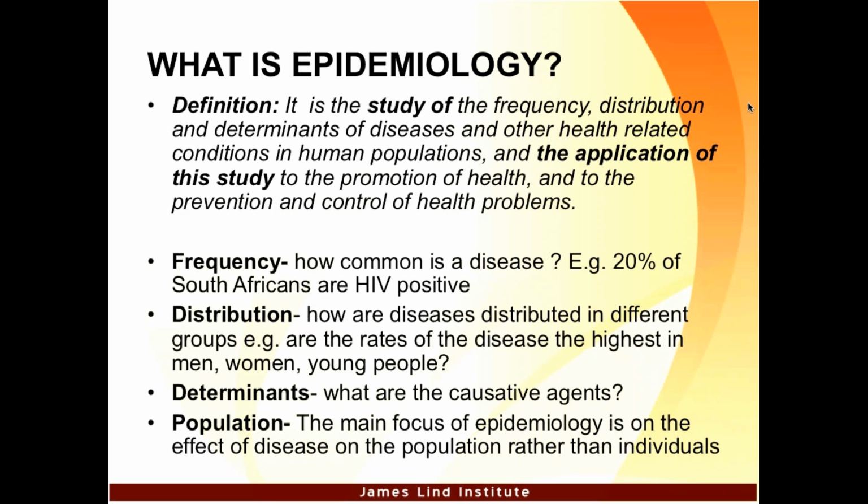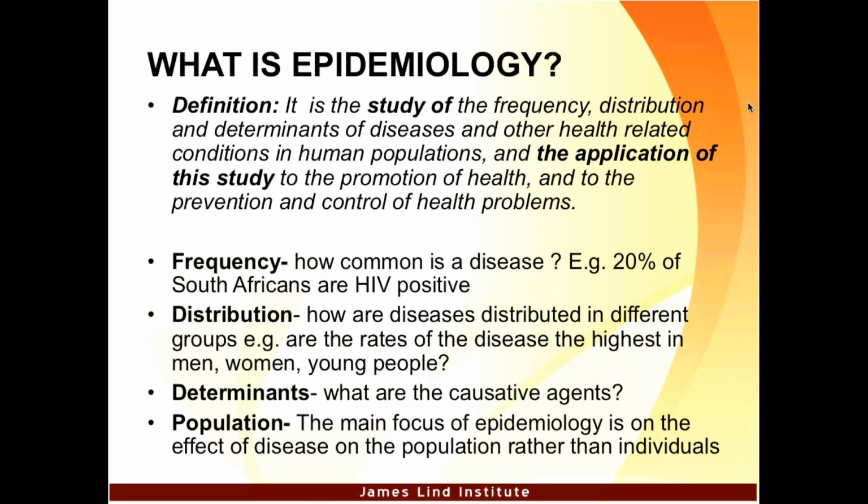Let's break that down a little bit. If we look at frequency, we've said it's the study of the frequency of disease. So what is frequency? It's really just how common a disease is. An example might be the HIV positivity rate in South Africa, where the prevalence of HIV is 20%. Other frequency measures would include morbidity rates and mortality rates, which refer to essentially death rates and the amount of population living with disease.